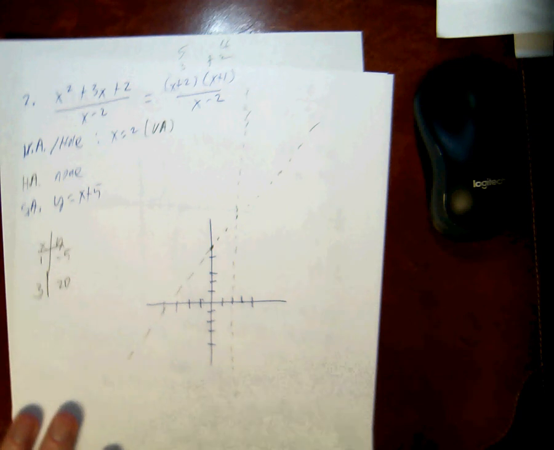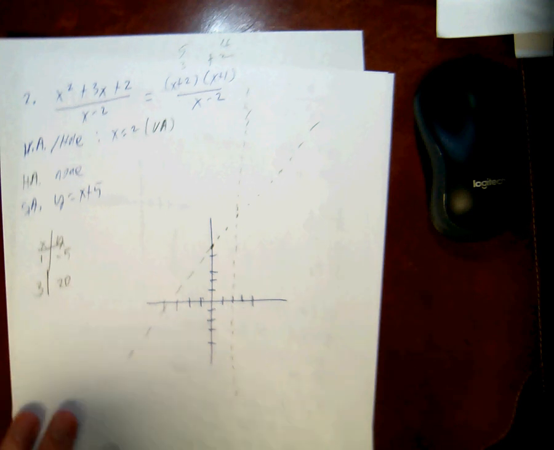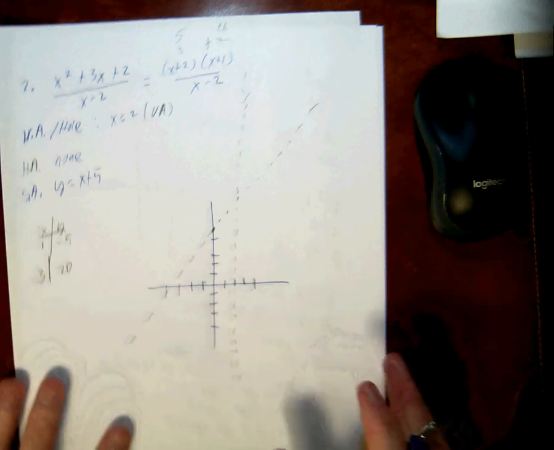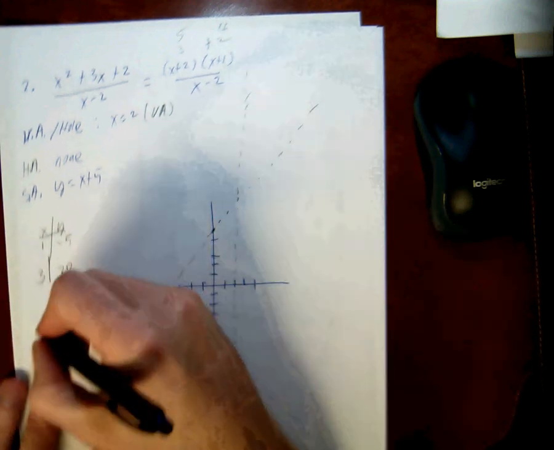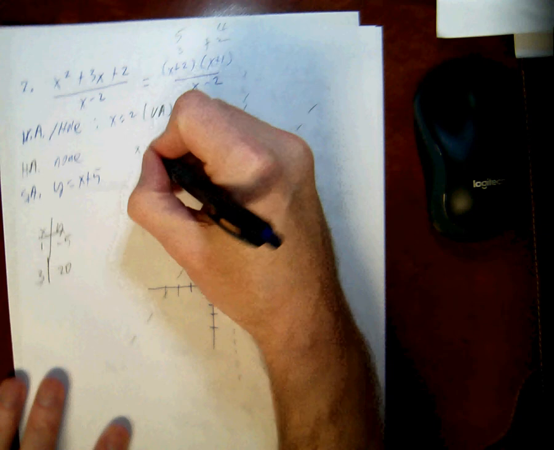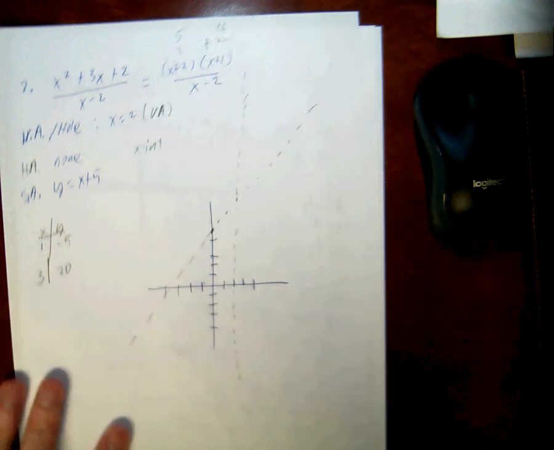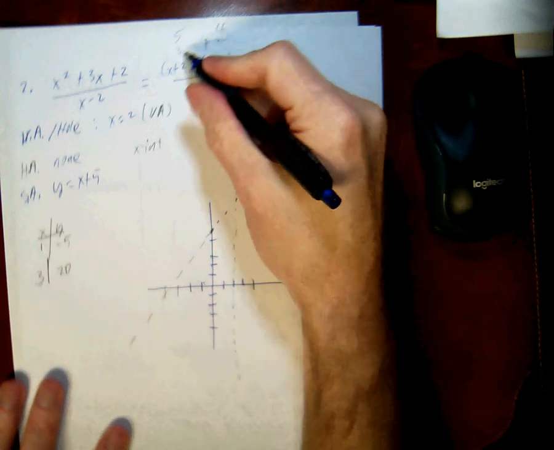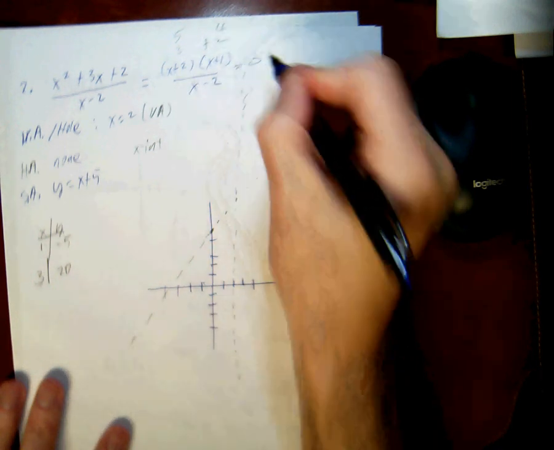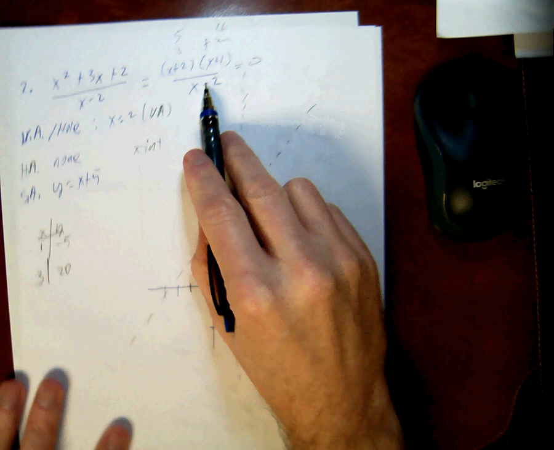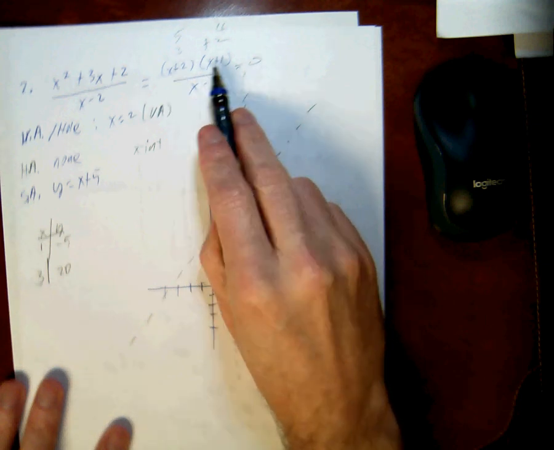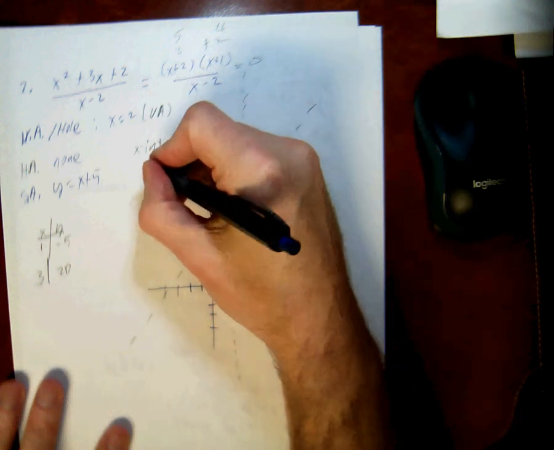Oh, something I forgot to talk about on the last question. Actually, I did talk about it, but I never filled it out in the chart because there weren't any. Let's find x-intercepts. The way that we find x-intercepts is we set the factored version equal to 0. And the only time a fraction ever equals 0 is if the top equals 0. What makes the top 0 is negative 2 and negative 1. So I have x-intercepts at negative 2 and negative 1.